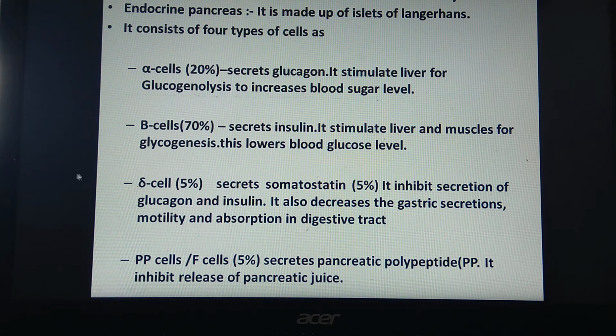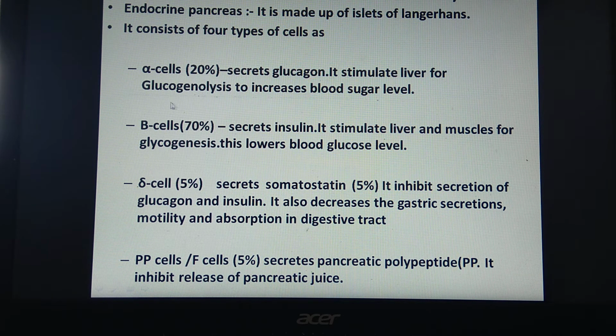of cells. Number 1, alpha cells, which form 20% of the pancreatic islets of Langerhans. What is the function of alpha cells? It secretes glucagon. And what is the function of glucagon? It stimulates liver for glycogenolysis to increase blood sugar level. What is this glycogenolysis? It is breaking of glycogen. Okay, so glycogen undergoes breaking, and because of that level of glucose increases. What is this glycogenolysis? It is conversion of glycogen into the glucose.